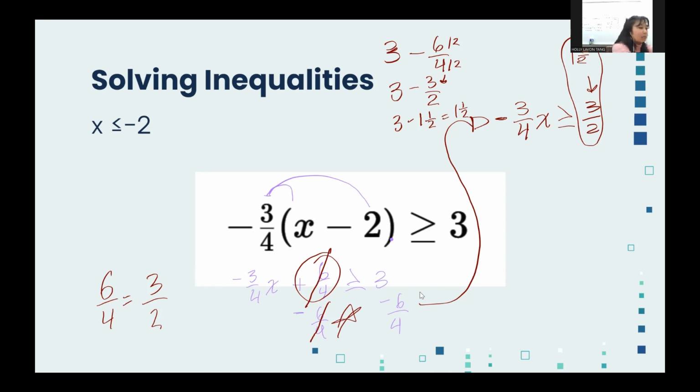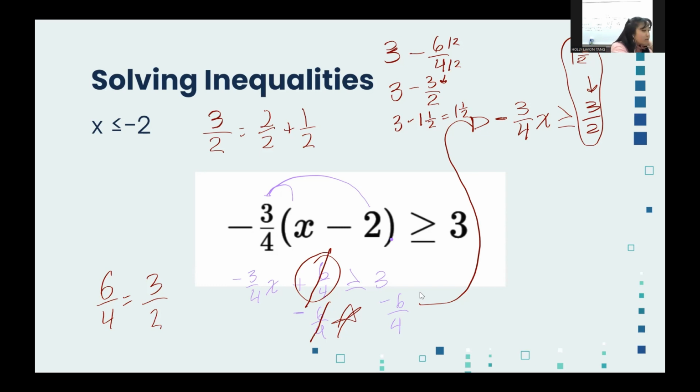Because when we have 3/2, we have 2/2 plus 1/2. And then 2/2 is the same thing as 1. So we have 1.5. So where did the 3 go? So the 3 was subtracted, right?